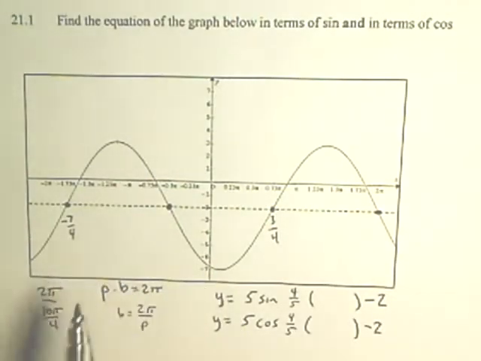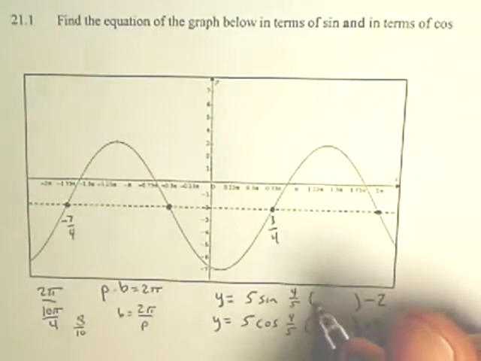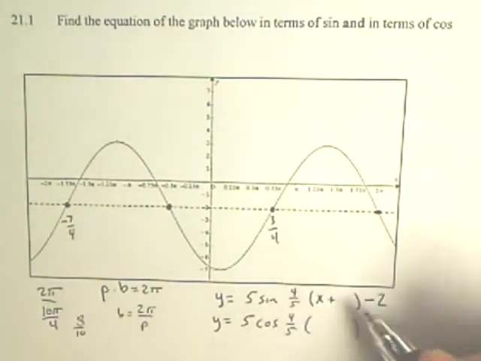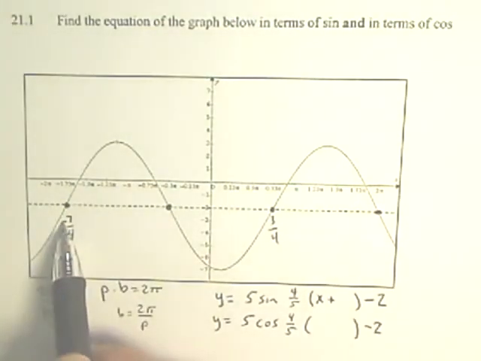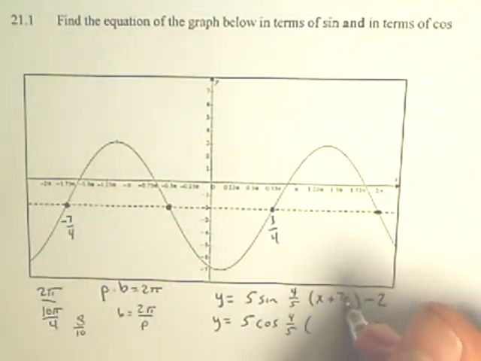So, for no good reason, I'm going to write that guy. X plus, because all left to right shifts are opposite of this sign. 7/4, do not forget to write your pi in there. 7/4 pi.